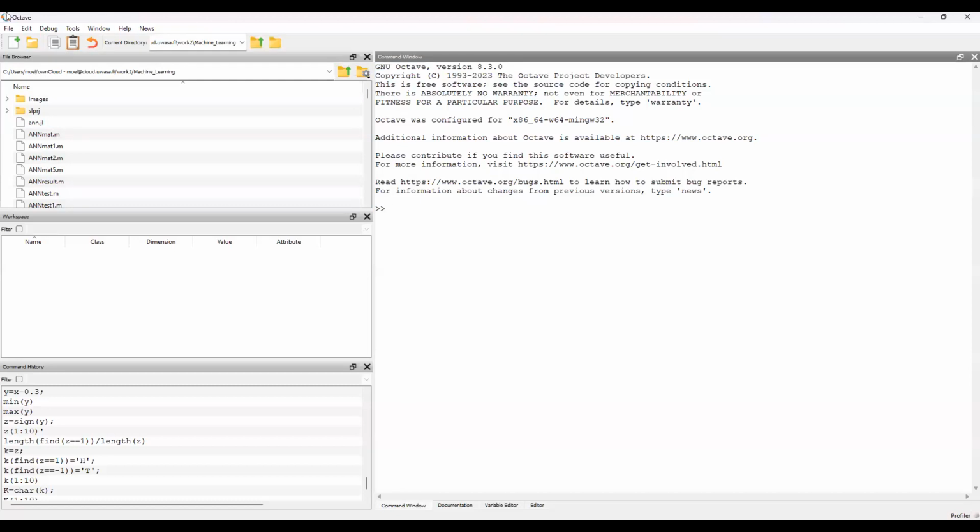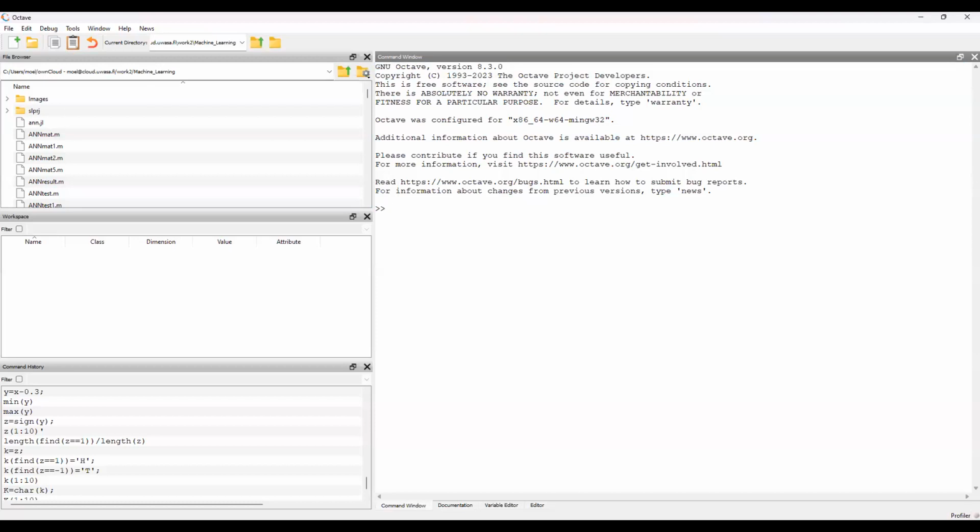It also came with a lot of packages that you can use. It has a linear algebra package. It has, for example, an optimization package. It has a lot of packages. And the way you use it is also very similar to MATLAB.